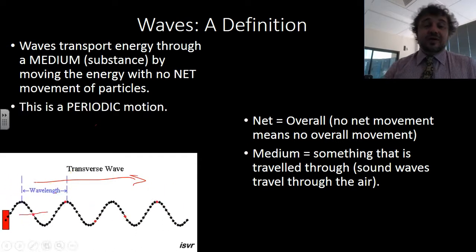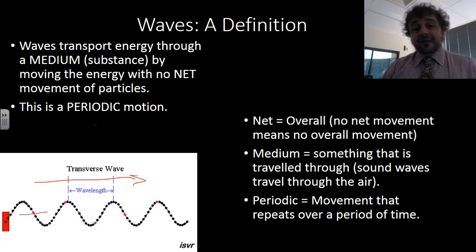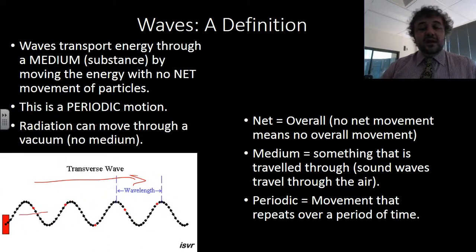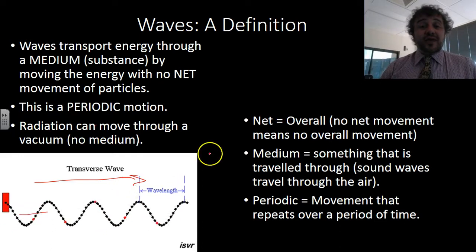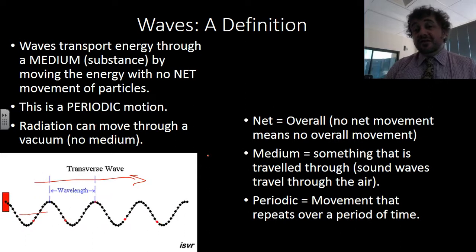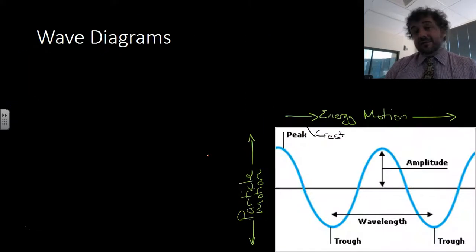This is what we call periodic motion. And that means that it's movement that repeats over a period of time. So a certain number of seconds or even hours, whatever. Radiation can move through a vacuum. It's a special type of wave, which means it can move through essentially no medium. Vacuum is space with nothing in it, like space.